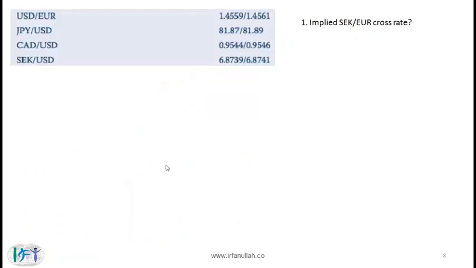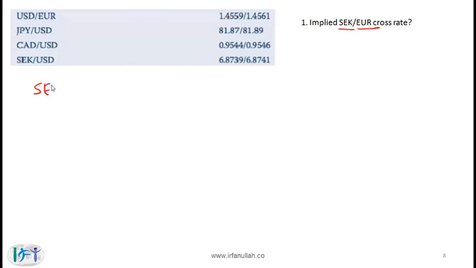To properly understand this discussion, let's go over example 1 from the curriculum. Example 1 has 5 questions, and this is critical, and from an exam perspective it is essential to go through these curriculum examples. So you are given the spot rates for several currency pairs, and these are rates in the interbank market. You are asked what is the implied SEK euro cross rate. So how will we do that?